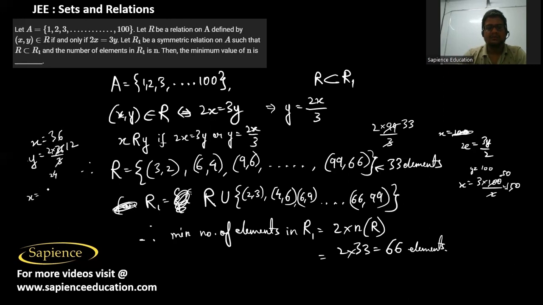So y is obviously less than x. Y is obviously always less than x. So there will be 66 elements in the relation. The minimum number of elements in R1 should be 66. So the answer is 66.